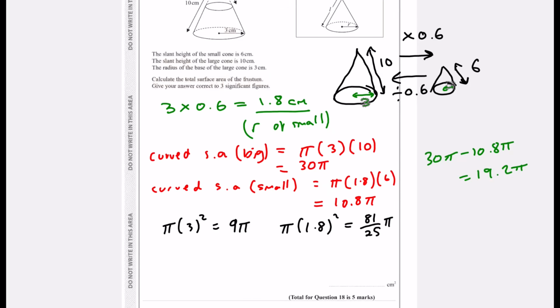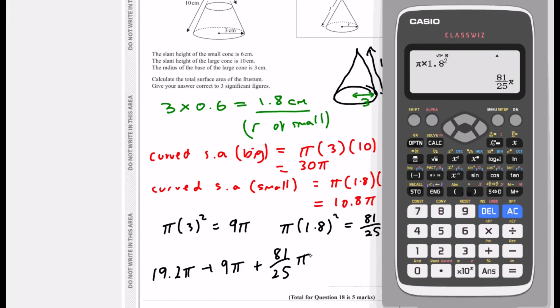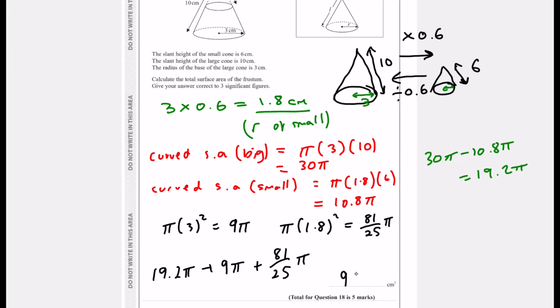So we've got the big surface area, the big cone, take away the small cone, which was 19.2 pi. Then add on the big circle and add on the small circle. So it's this one plus 9 pi plus 19.2 pi. And we get, to 3 significant figures, 98.8. 98.8 centimeters squared.